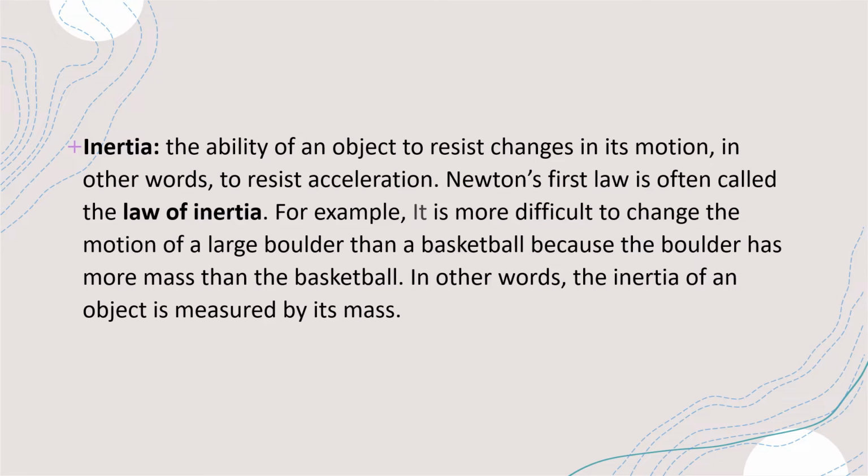Inertia: the ability of an object to resist changes in its motion, in other words, to resist acceleration. Newton's first law is often called the law of inertia. For example, it is more difficult to change the motion of a large boulder than a basketball, because the boulder has more mass than the basketball. In other words, the inertia of an object is measured by its mass.